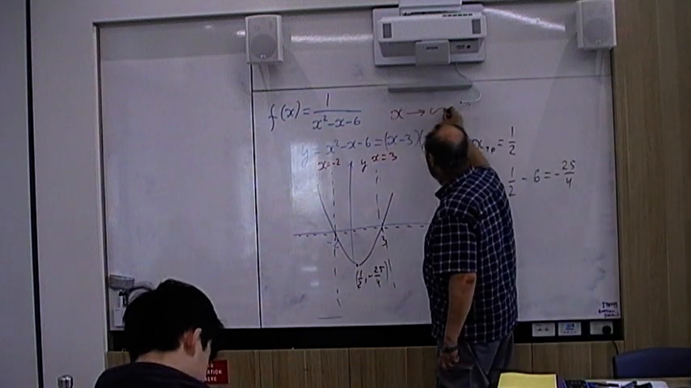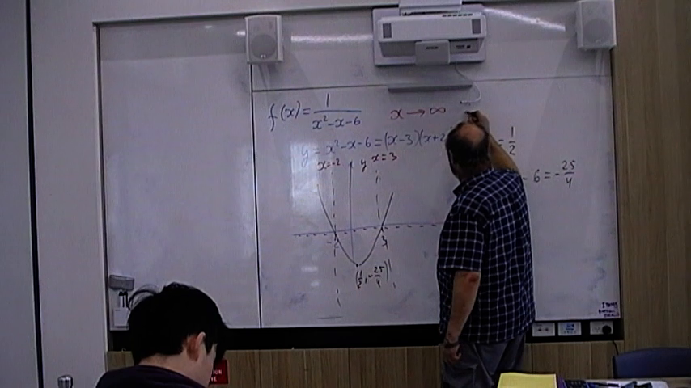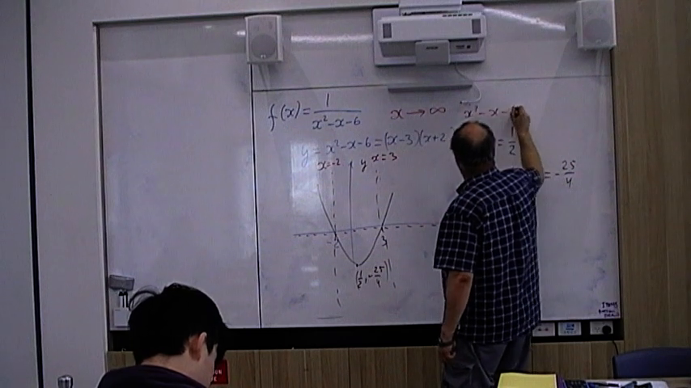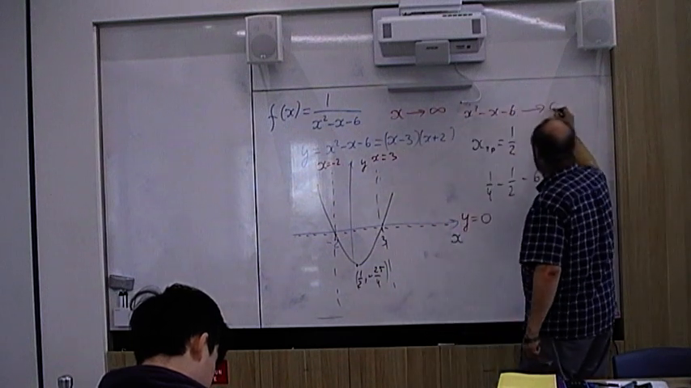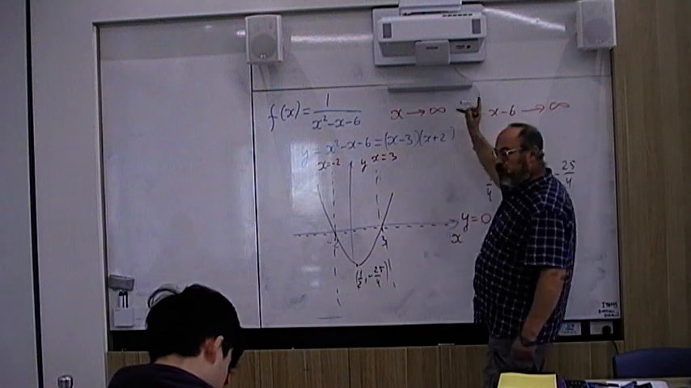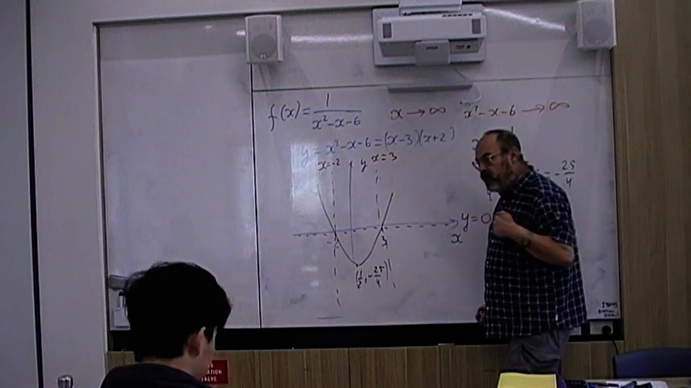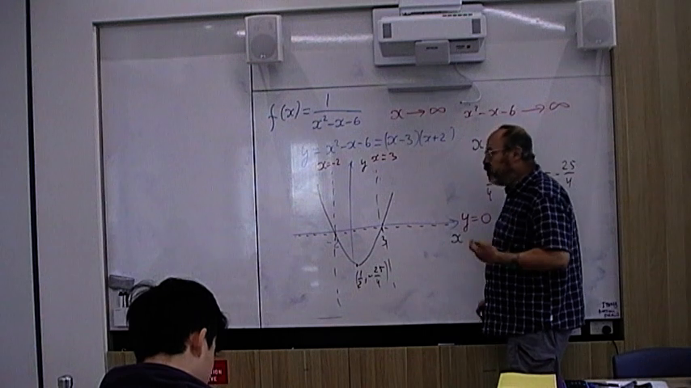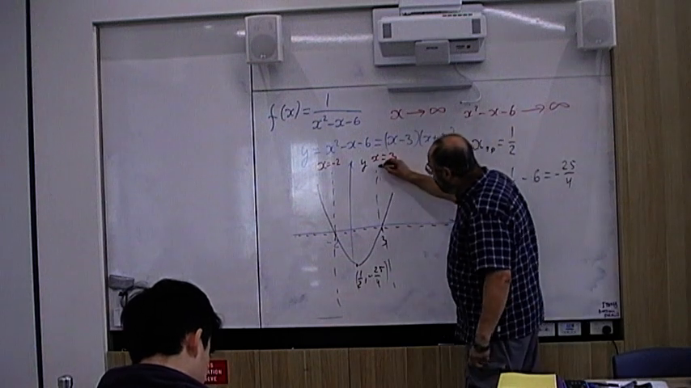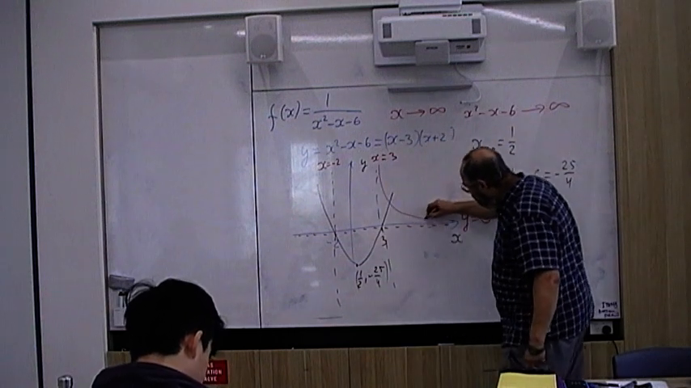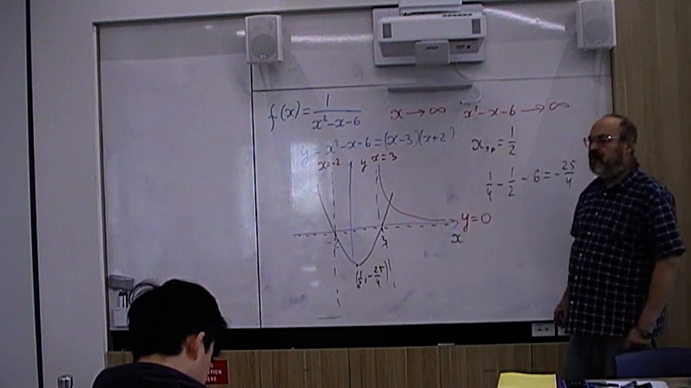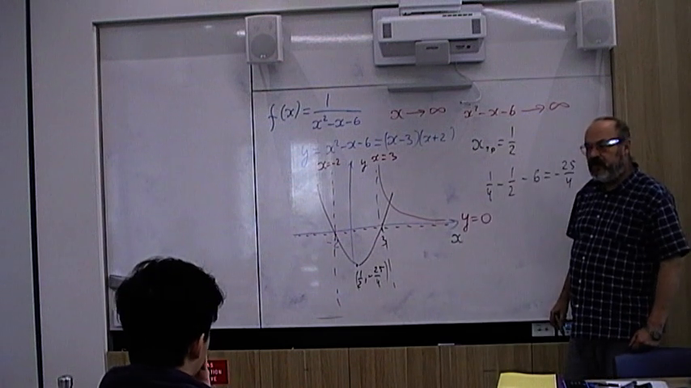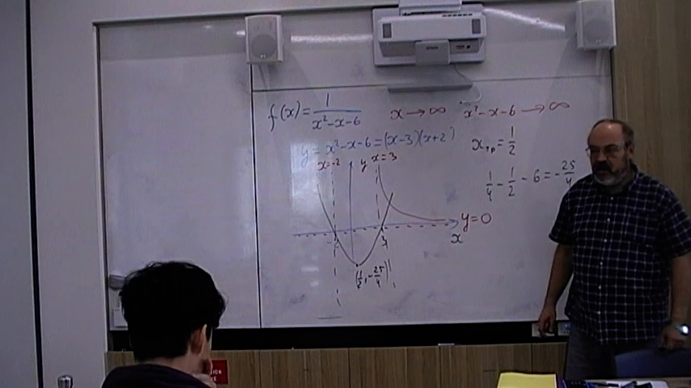When x is approaching infinity, what happens with the denominator? x squared minus x minus 6 will be approaching infinity as well. You see, it's going to infinity. 1 over that will be approaching 0, which will be the asymptote. So that will be the graph of the reciprocal on this side. Make sense?